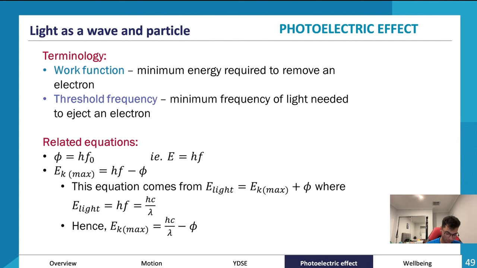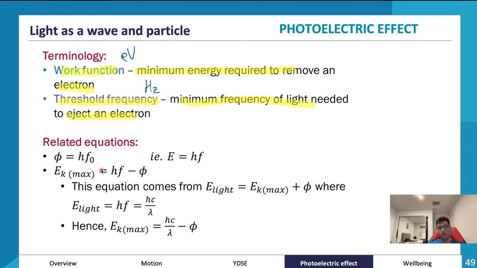Cool. Just a quick revision with photoelectric stuff. Quick revision. So work function. Work function is the minimum energy that you require to emit an electron. Threshold frequency is the minimum frequency that you need to emit an electron. These two things are kind of like the same thing. So work function is a measure of energy, so it is in electron volts. Threshold frequency is a measure of frequency, which is in hertz.